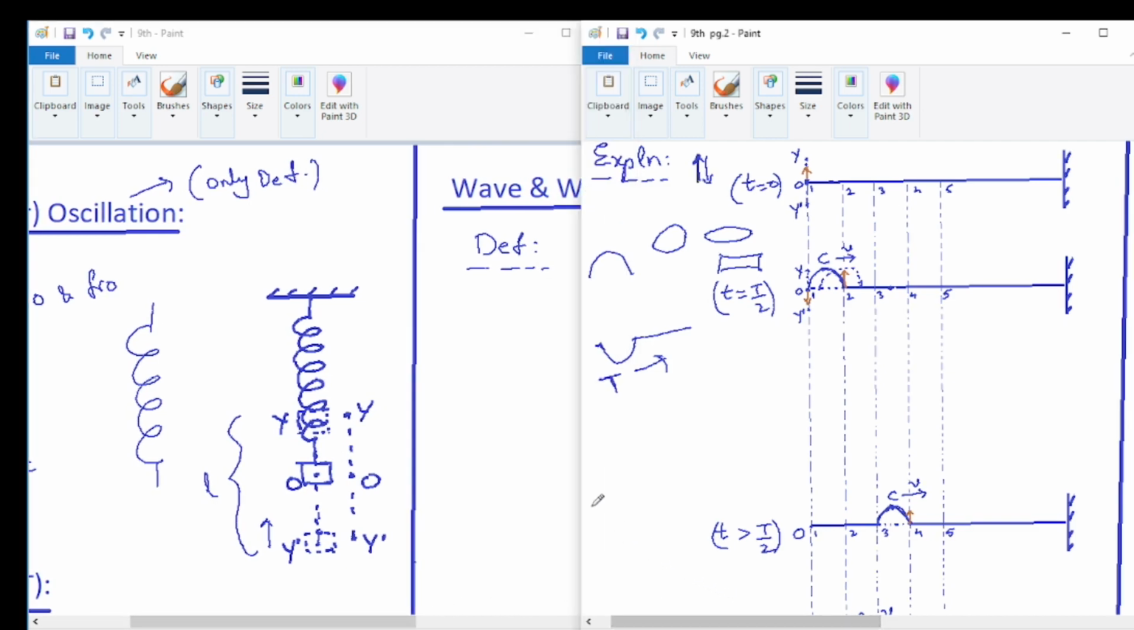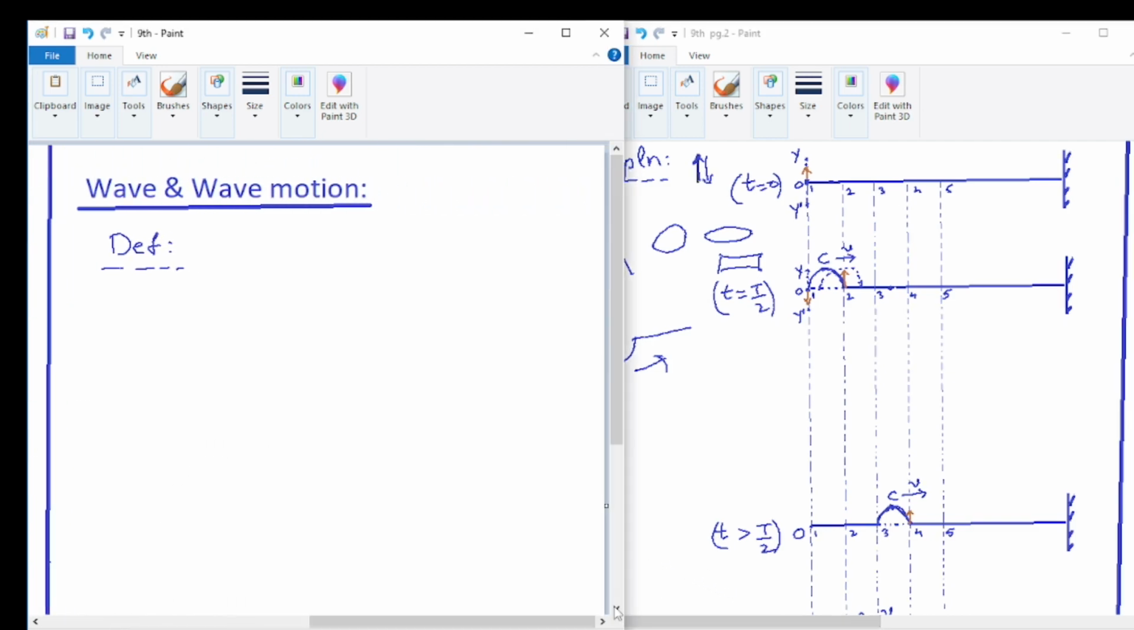And this particular example, which we are seeing here to understand the definition of wave, is really nothing but the formation of a wave. How a wave is getting formed due to vibrations of particles. This is very important for understanding the various properties of waves, or various things related to waves.